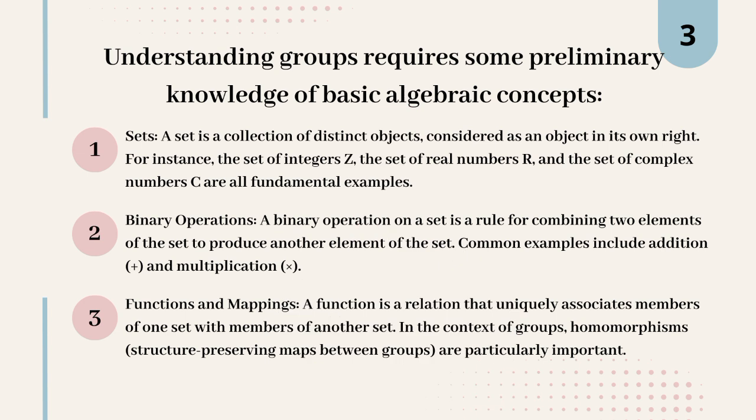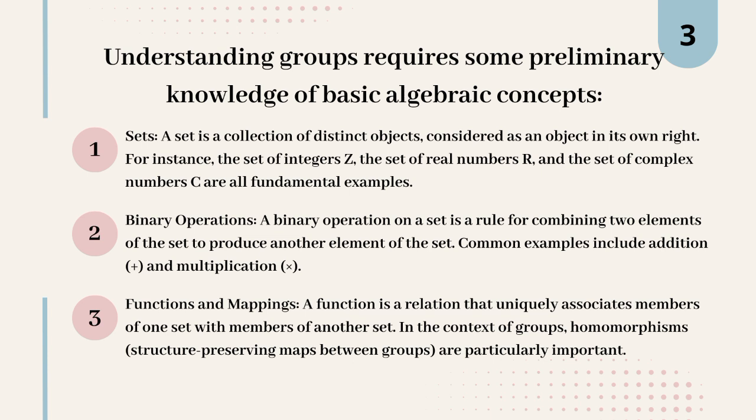So, first is sets. A set is a collection of distinct objects considered as an object in its own right. For instance, the set of integers Z, the set of real numbers R, and the set of complex numbers C are all fundamental examples. Number two is binary operations. A binary operation on a set is a rule for combining two elements of the set to produce another element of the set. Common examples include addition and multiplication.